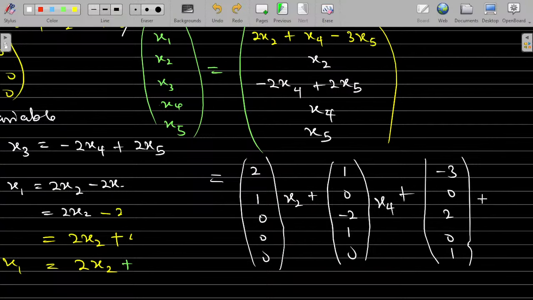Okay, so that has given us the full solution set for x1 to x5 in that system. So that means this vector, let's call it v1, v2 and v3. These are the basis for that particular matrix, and all of them depend on x2, x4 and x5. So these are the basis, and there are 3 of them, and that's why we have the dimension to be equal to 3.